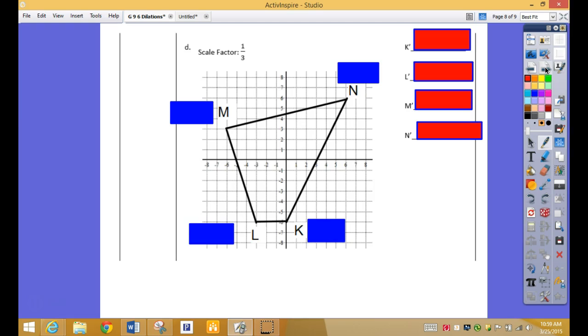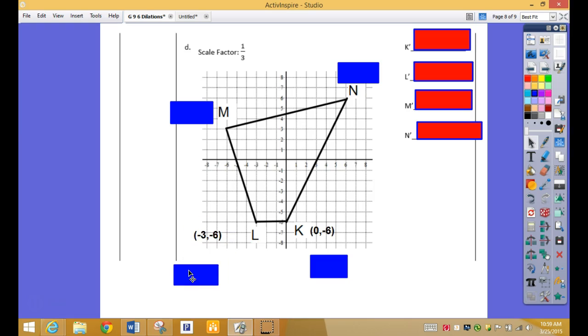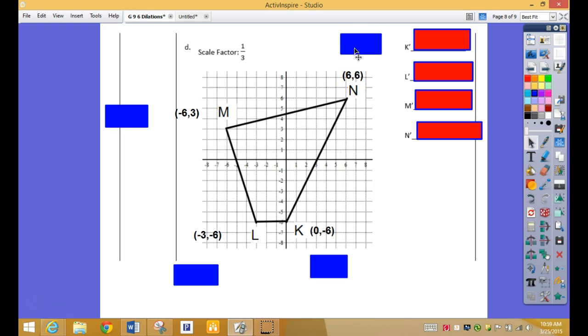The ordered pair for my pre-image K is what? Yep, 0, -6. What's L? -3, -6. M? -6 and 3. And finally, the N is 6 and 6. So now you have to go and multiply each one of these times 1/3. Well, these all look like multiples of 3. I think I'm going to just divide by 3 to make my life easier.